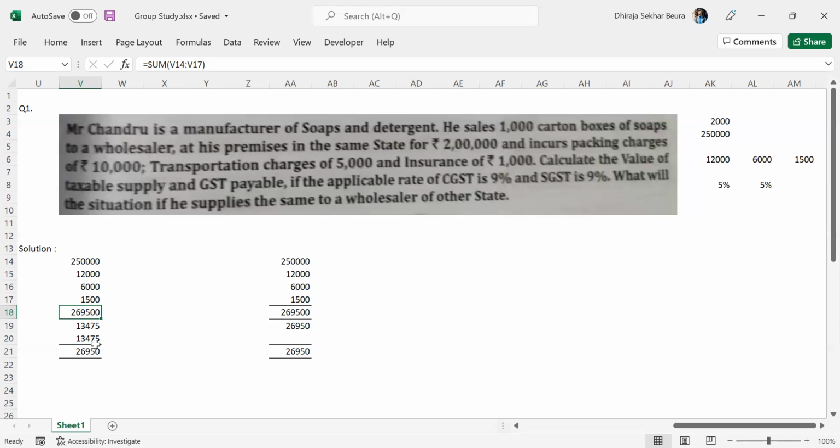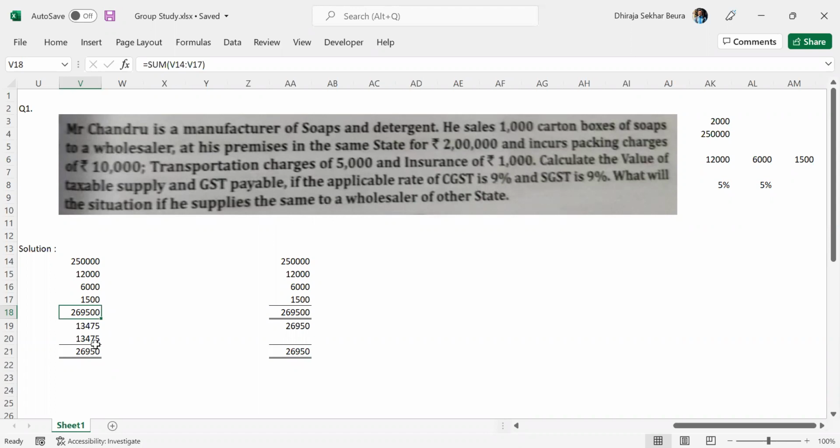So what happens is, how much tax the wholesaler will pay depends on how much money the wholesaler is actually selling it for, right? That information is not given in the question. But it's clearly mentioned that Mr. Chandru is selling to the wholesaler.